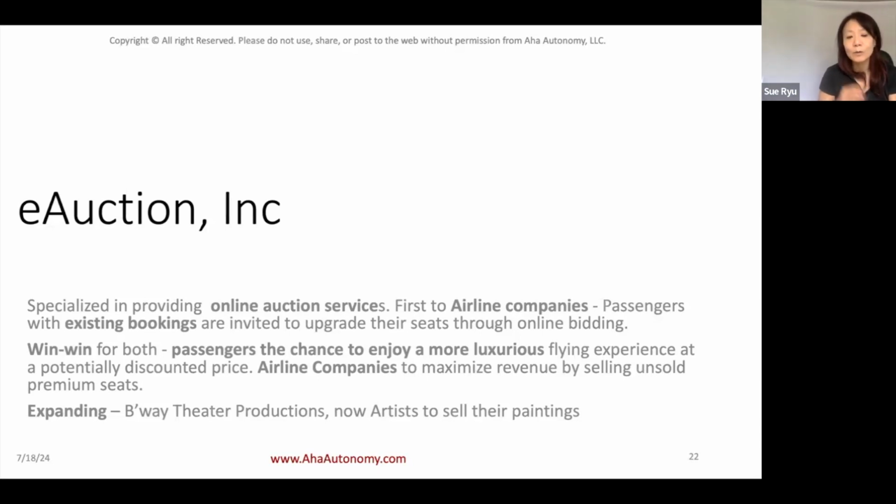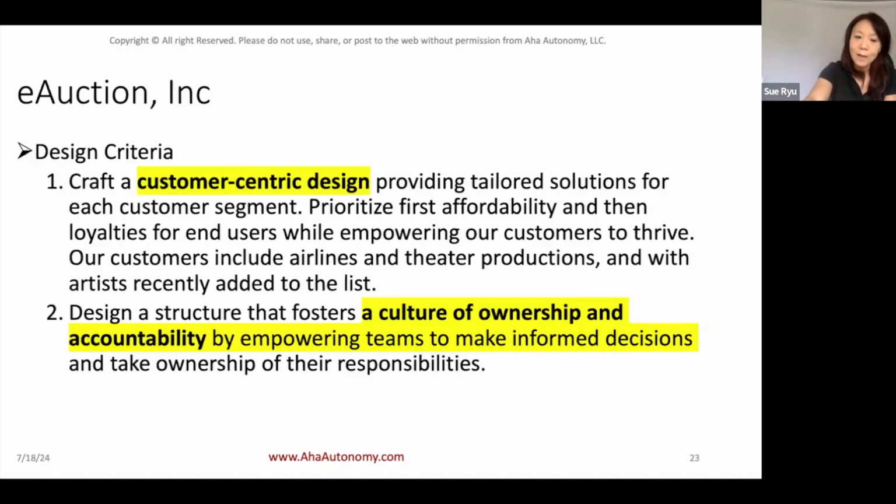And they were so successful with what they were offering that they are now offering the services to Broadway theater production companies. And now they have just added the service for artists who are selling their paintings. These are the two major design criteria for them. They want a customer-centric design for their organization. And they also want to make sure that they still have a culture of ownership and accountability by empowering the teams to make their own decisions.